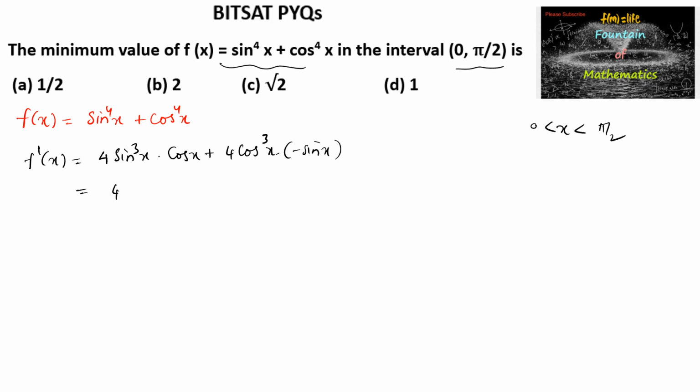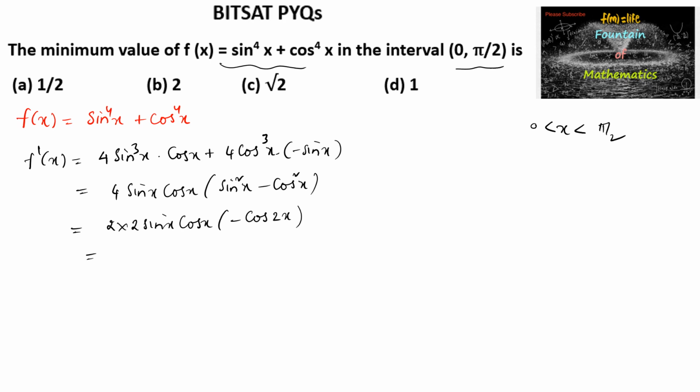So we can take 4 sin x cos x common, and hence we can write sin square x minus cos square x. So here we can write 2 into 2 sin x cos x, and sin square theta minus cos square theta is minus cos 2x. So minus cos 2x, and here 2 sin x cos x is sin 2x. So minus cos 2x, and again minus 2 sin theta cos theta is nothing but minus sin of 2 times 2x, that is 4x. So f dash of x is equal to negative sin 4x.